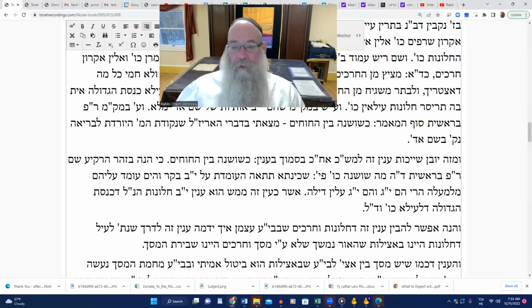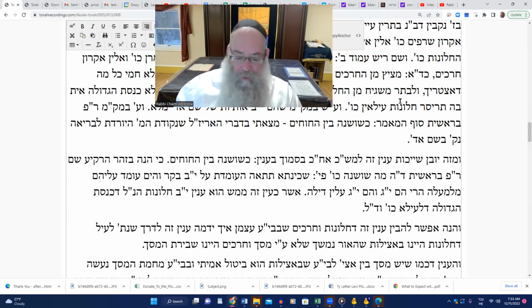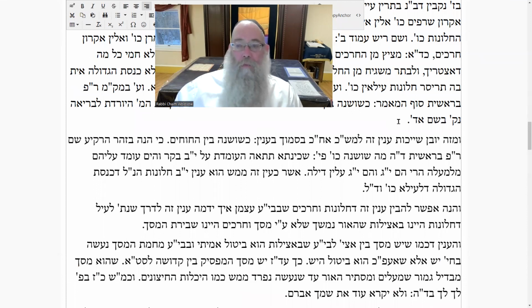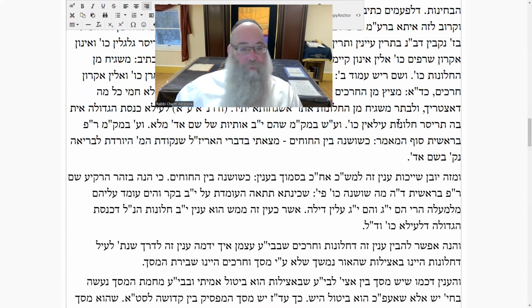A rose has 13 leaves. So the 12 plus 1, as he's going to say, equals 13, also connects with the idea of Shoshana Bein HaChoichim. Umezeh Yuvon Shaychus Inyan Zeh. So from this, we can understand the connection to this idea. We brought that Shoshana Bein HaChoichim before.